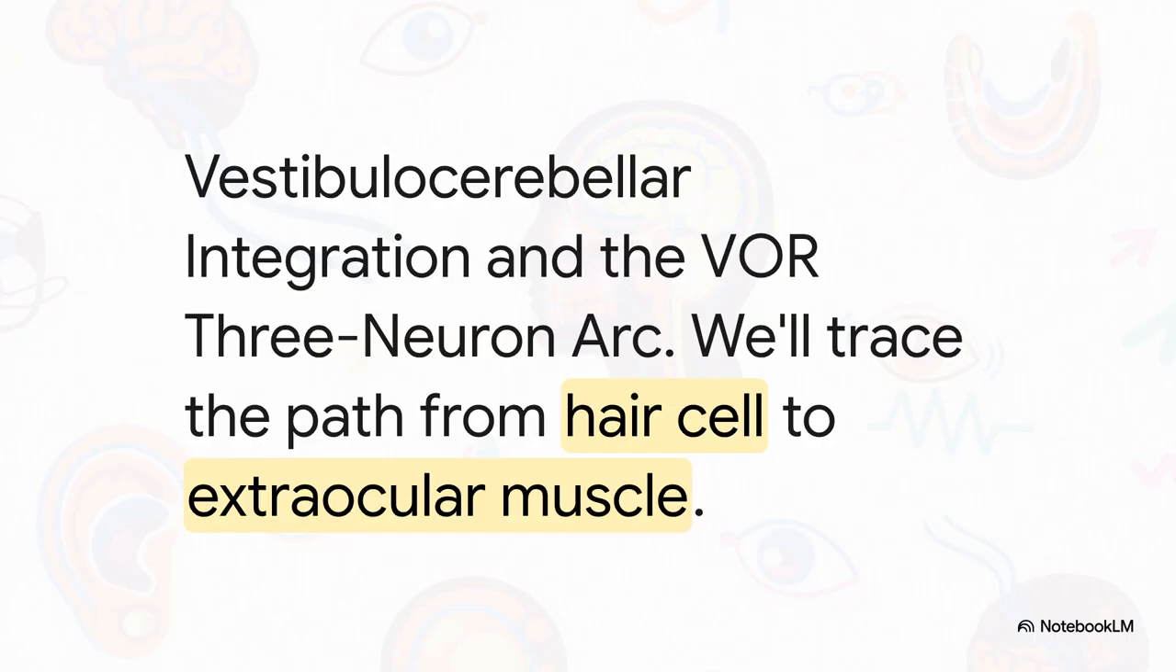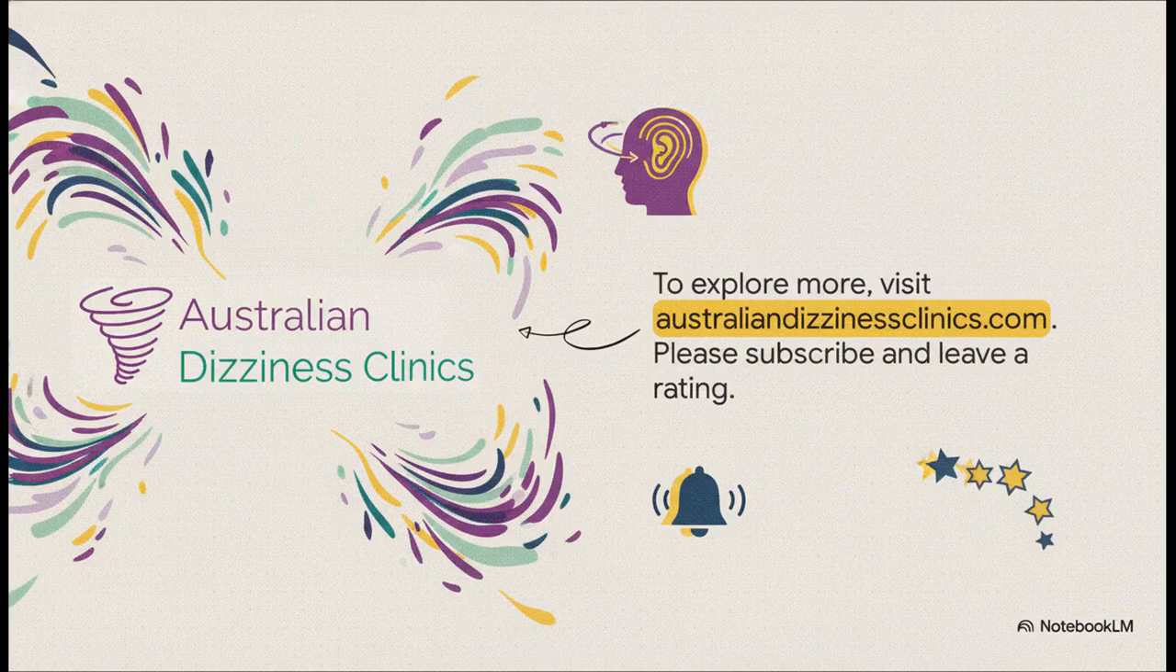In our next explainer, we're going to get into the critical role of the cerebellum and trace that famously efficient 3-neuron arc of the VOR. We'll follow the signal the whole way, from the hair cell right up to the eye muscle, and we'll see how specific parts of the cerebellum, like the flocculus and nodulus, are in charge of fine-tuning all of our vestibular reflexes.